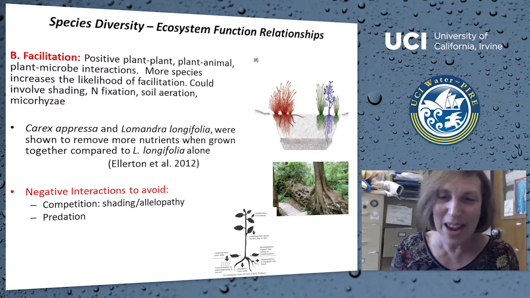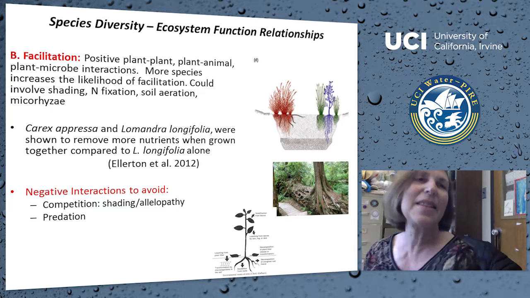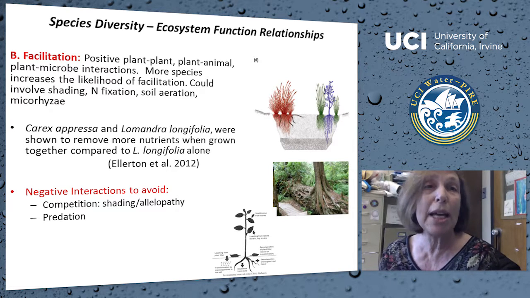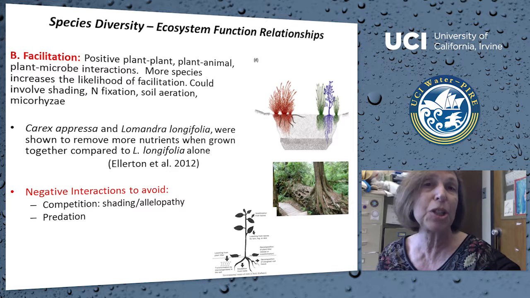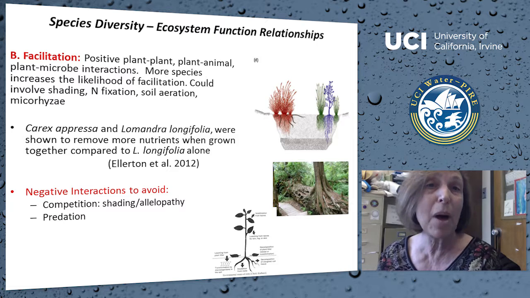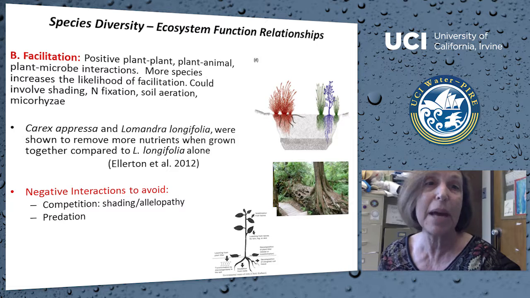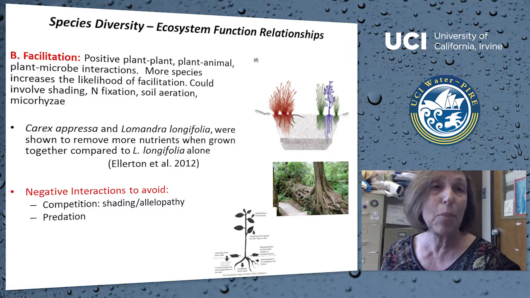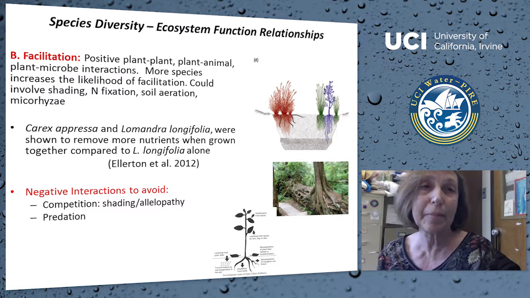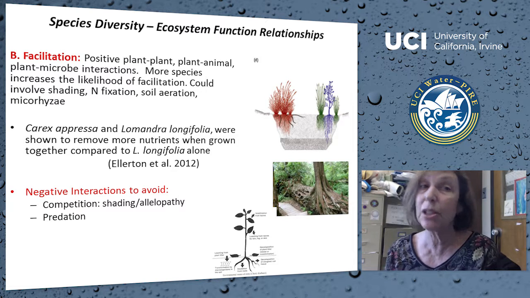All right, if you go to the next slide, the second possible reason why species diversity and ecosystem function might be positively correlated has to do with facilitation. We know there are many positive plant-plant interactions, positive plant-animal interactions, and positive plant-microbe interactions. And more species increase the likelihood of having facilitative interactions that could involve shading or nitrogen fixation, aeration, mycorrhizae, and so on.